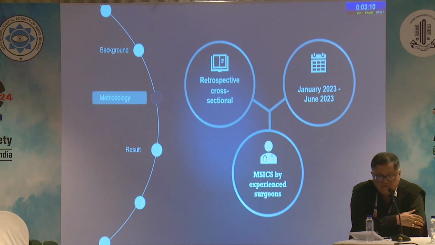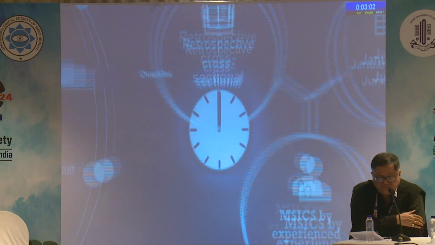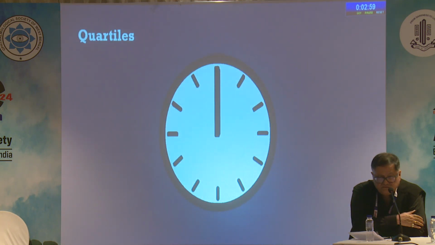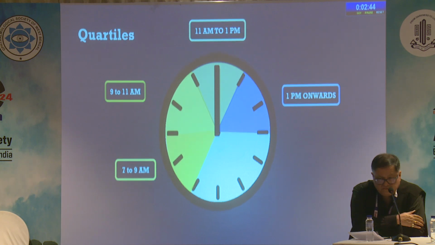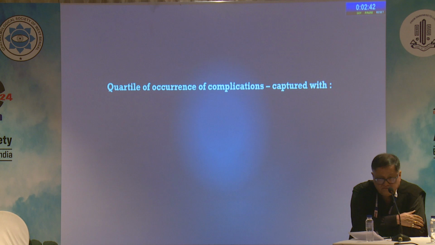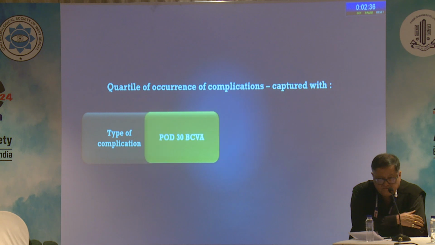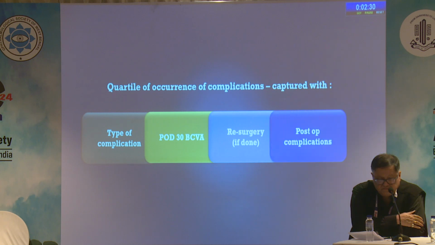We conducted a retrospective cross-sectional study from January to June 2023. We considered manual small incision cataract surgeries which were performed by experienced surgeons. The time of surgery was divided into four quartiles. The first quartile being surgeries that were performed from 7 a.m. to 9 a.m. The second from 9 a.m. to 11 a.m. The third were those that were performed from 11 a.m. to 1 p.m. And the fourth were those that were performed 1 p.m. onwards. Not only did we look at the quartile of occurrence of complication, we also did an in-depth analysis about the type of complication, the visual acuity on post-op day 30, whether or not resurgery was done, and if there were any post-operative complications.